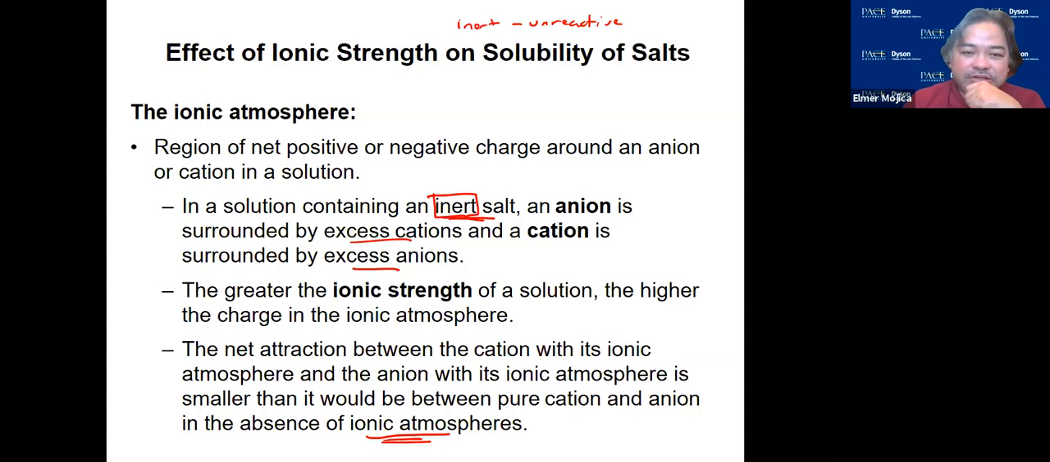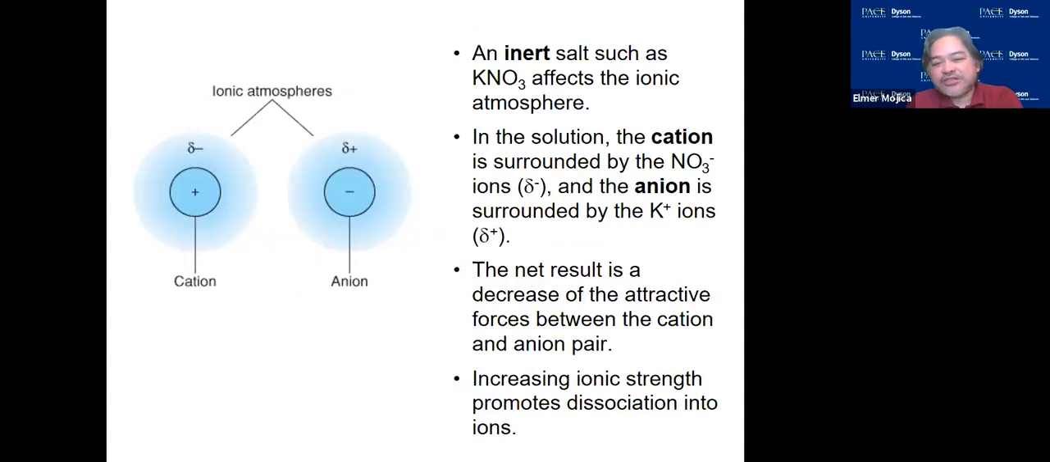Okay? So what happened? If an inert salt such as KNO3 affects the ionic atmosphere, it is in the way wherein in the solution, the cation is surrounded by NO3 ions, and the anion is surrounded by the K plus ion. And the net result is a decrease of the attractive forces between the cation and anion pair. And increasing the ionic strength promotes dissociation into ions. Did you get that?